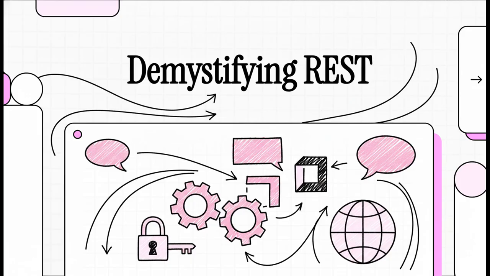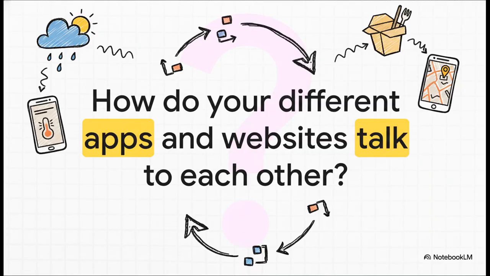So, let's get started. I mean, really think about it for a second. How does your food delivery app know what's on the menu? How does your weather app get the forecast? They're all talking to each other, right? Constantly swapping information. Well, this entire complex dance is made possible by an architectural style called REST.